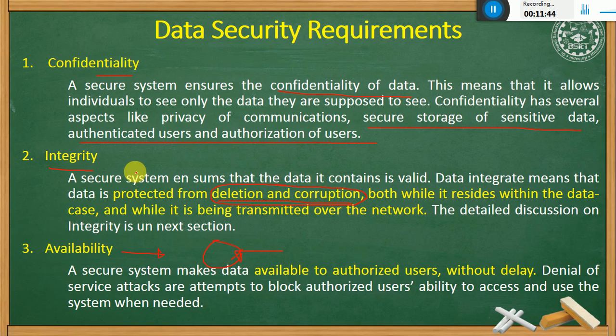Without the customer, there will be no deletion or updation of the account. And availability means what? If a customer has an account with a username and password and internet connectivity, he can log in to internet banking anywhere in the world. So that is called availability. So these are the three factors of data security requirement.